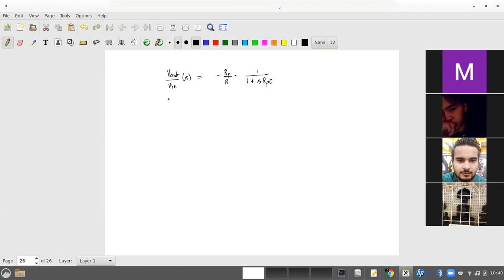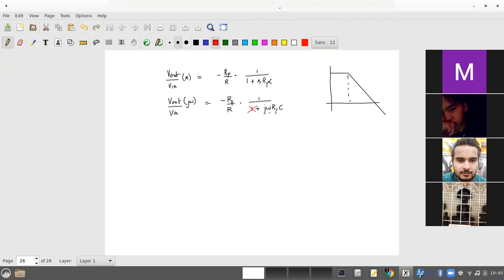Okay, so now I need to get in terms of omega. So Vout by Vn of j omega is minus Rp by R into 1 plus j omega RpC. Correct? Now keep in mind that I am asking you the behavior of the transfer function after the corner frequency. So after the corner frequency, what is a good approximation for this transfer function?